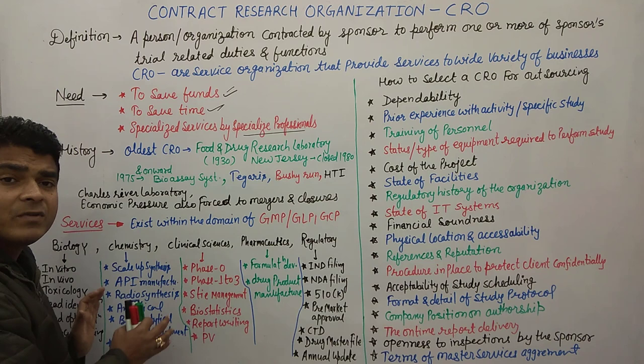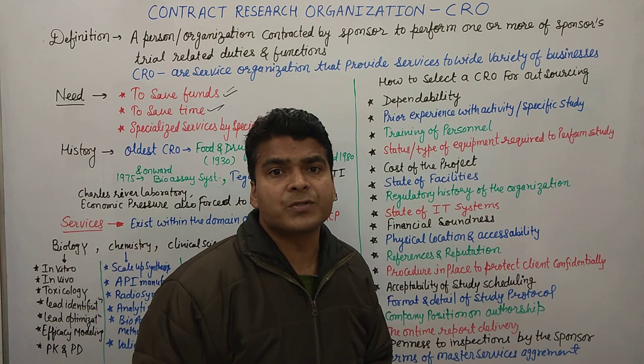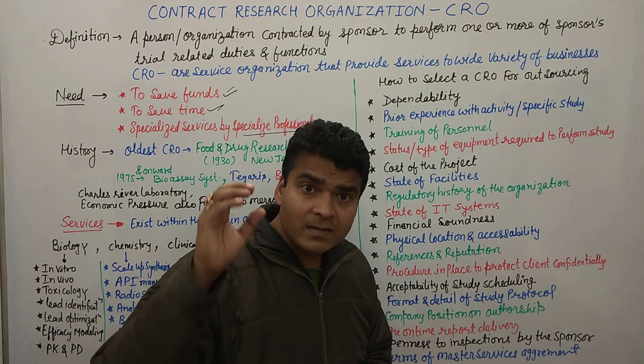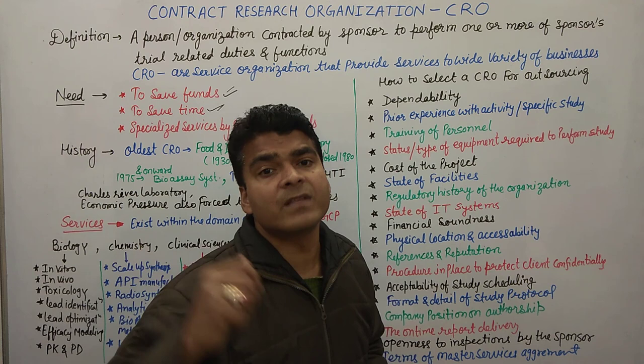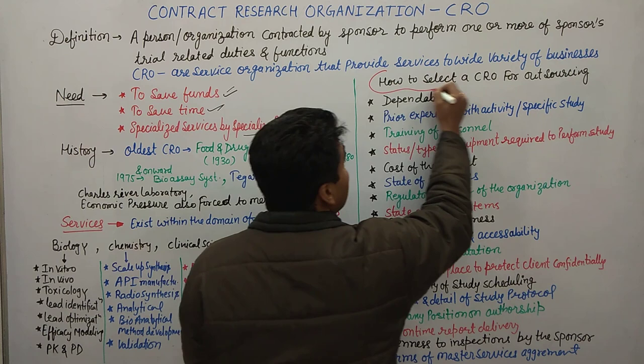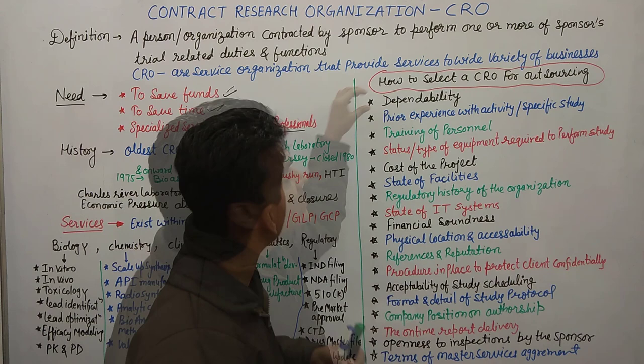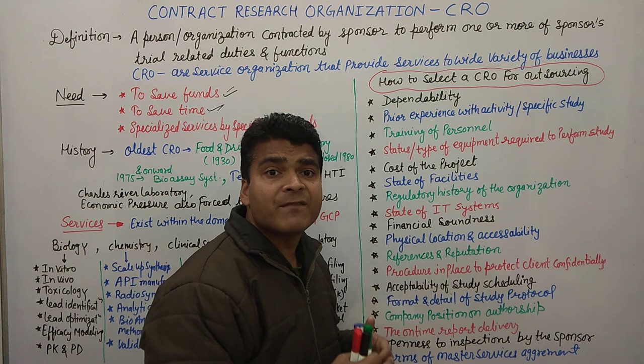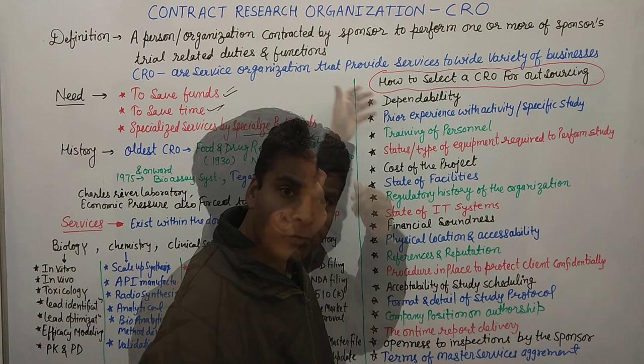Now the bigger pharmaceutical companies are searching for a CRO, and what kind of things they require or what kind of criteria they must know for the selection of the CRO. That is the important part. Now just look at how to select a CRO for the outsourcing of their activities. Clear everyone? So dependability means how much the company that is outsourcing their work to the CRO can depend on that CRO. Clear everyone?